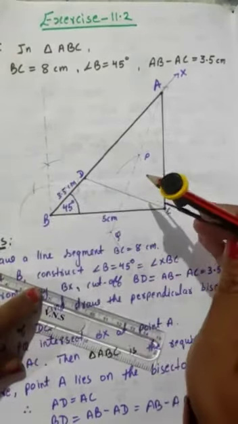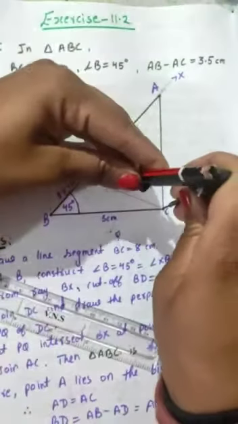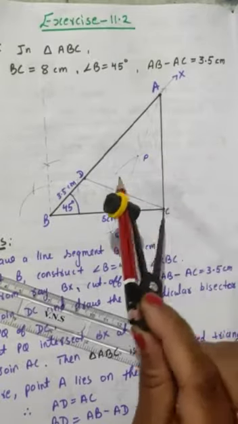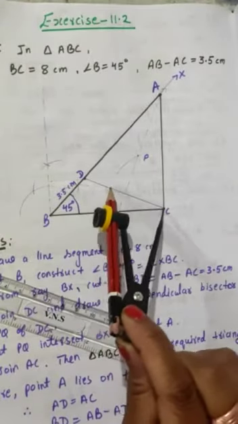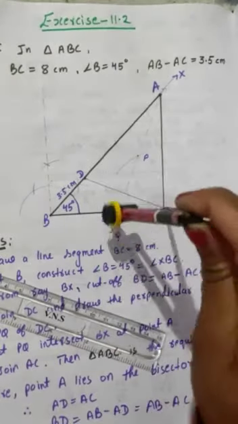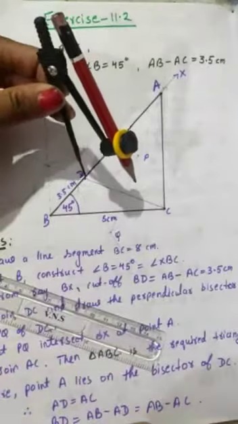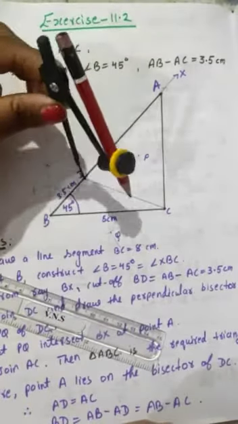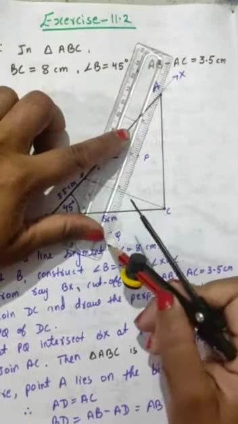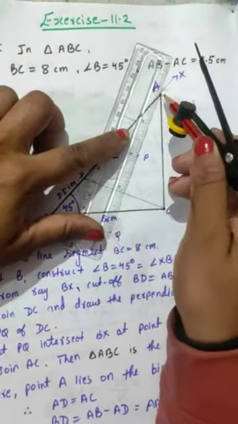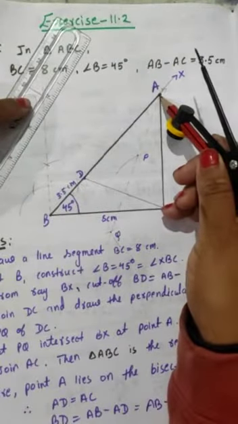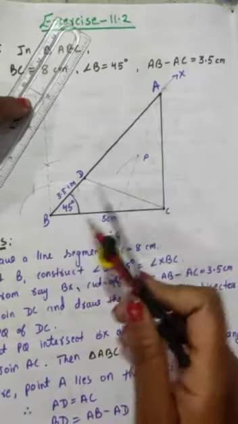The next step is to construct the perpendicular bisector, and you all know how to do that. You have to open the radius more than half of this line, and then draw one arc from this side, both upside and downside, and one from the other side, upside and downside. Then construct this perpendicular bisector, and wherever it meets the previous ray BX, that point will be point A. So you have got A, B, and C.